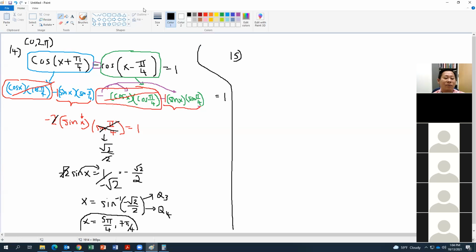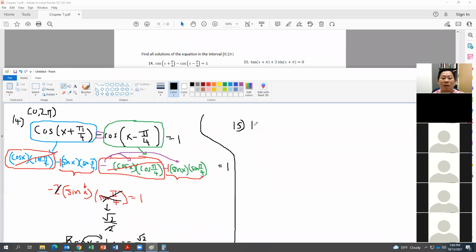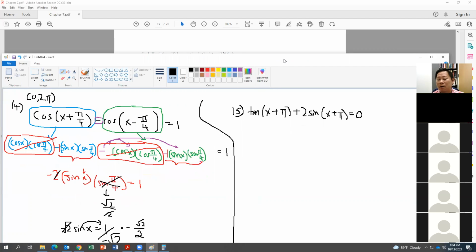So now you guys have to do question number 15. Tangent of x plus pi plus 2 sine of x plus pi equals 0. Copy this question 15 down. This will be your last question for today, and once you finish this, we will be done here.